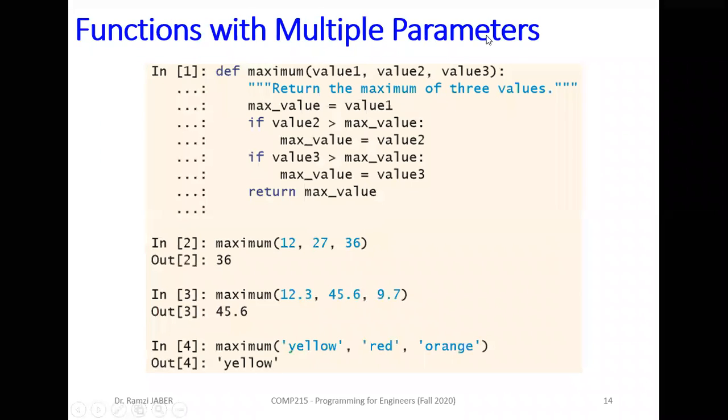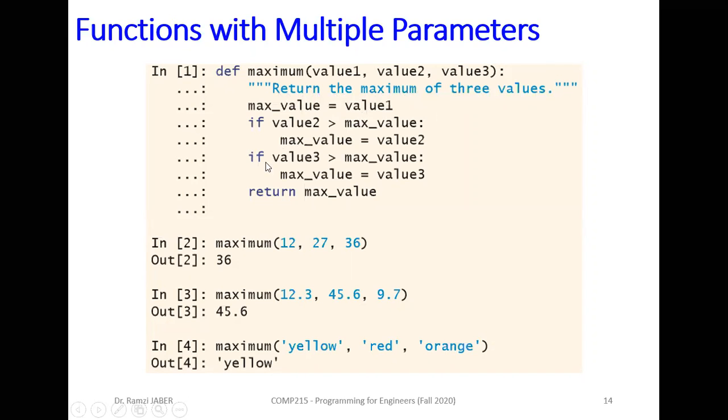Function with multiple parameters. We define a function called maximum. def maximum, parentheses, value1, comma, value2, comma, value3. We must put a space here, okay? Put a space here. Colon, optional comment or docstring: returns the maximum of 3 values.